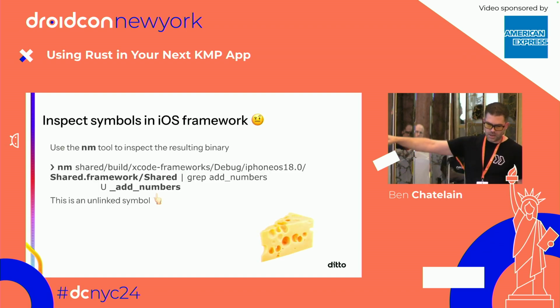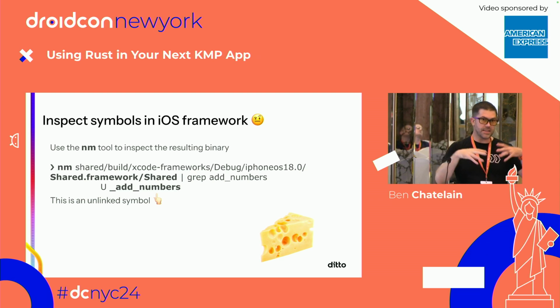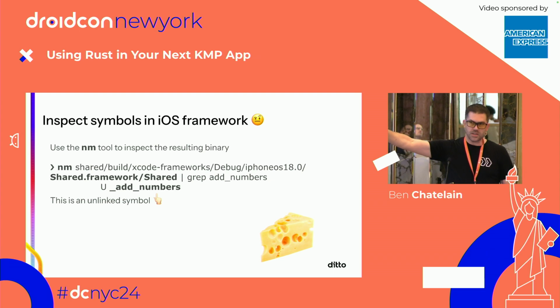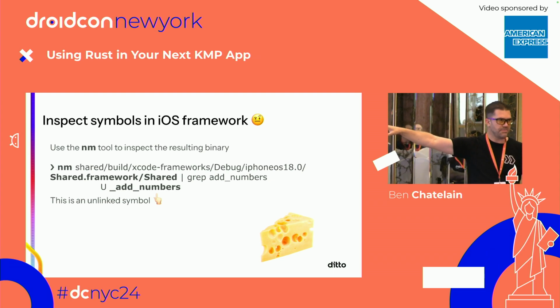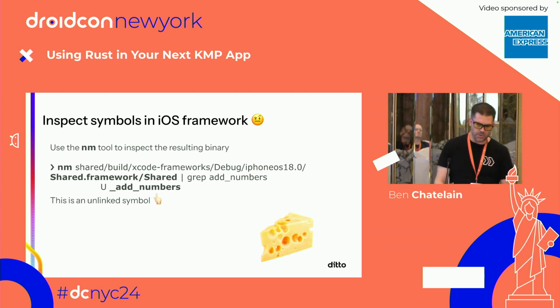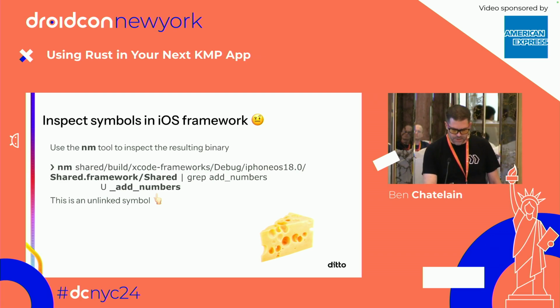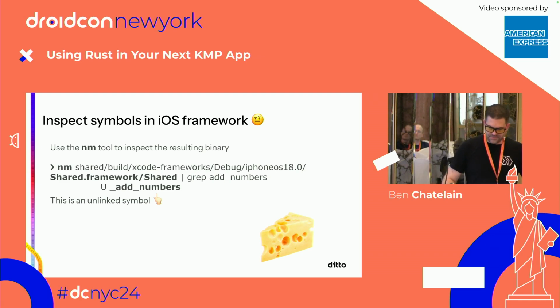So we take a look at the shared framework that it was actually building. This is the path to where the Kotlin multi-platform build was outputting a shared framework, and note that the shared file inside that framework folder is the actual binary. And if we do the nm tool on this, we see add_numbers, but there's no address on the left side. It has a U. So I think this is undefined. It can't link this symbol. And we've got a hole in our cheese. So how do we fix this?